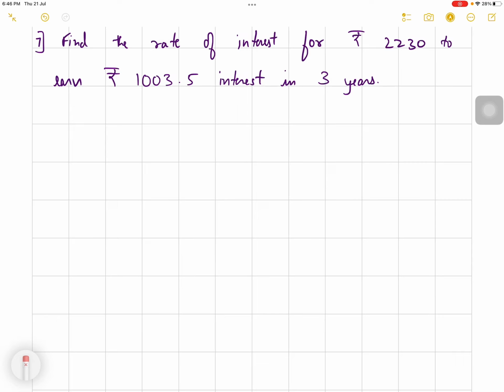Find the rate of interest for rupees 2230 to earn rupees 1003.5 interest in 3 years. Okay, so let's write what all is given.